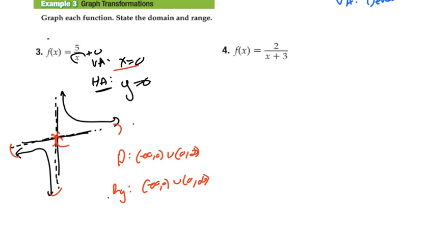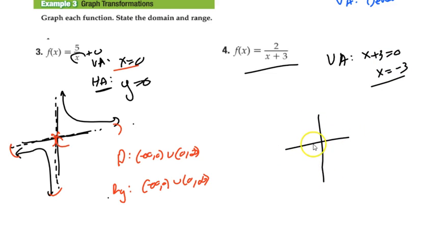Okay, now let's talk about this one. Alright, so we have this. As always, I think it's easier to find the vertical and horizontal asymptotes first. Remember, vertically, you set the denominator equal to 0. So x plus 3 equals 0, so x equals negative 3, right? That's my restriction to the domain. The one number I can't be is negative 3, so that makes it my vertical asymptote. So at negative 3 on my x, draw a little vertical asymptote.